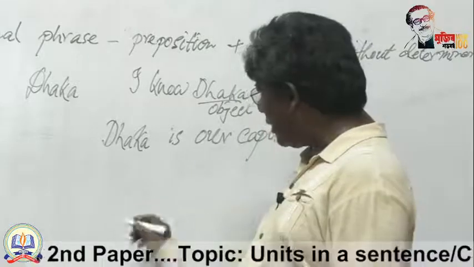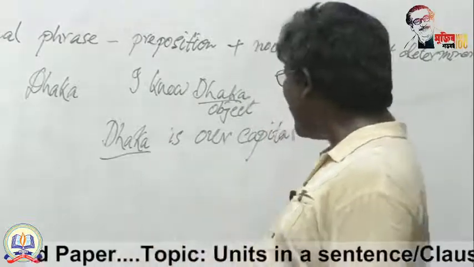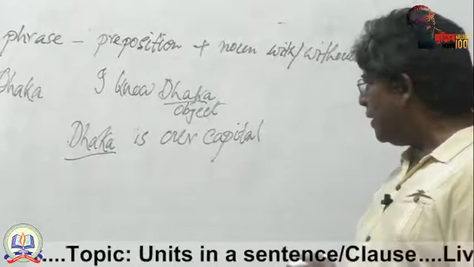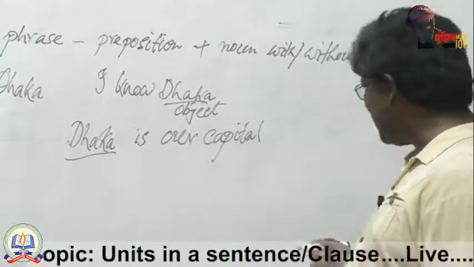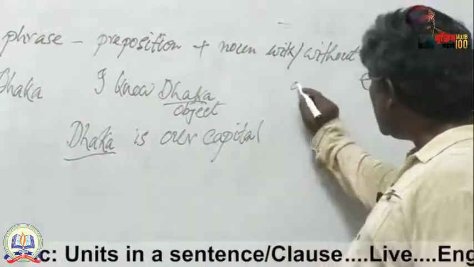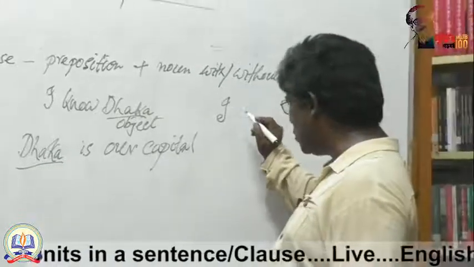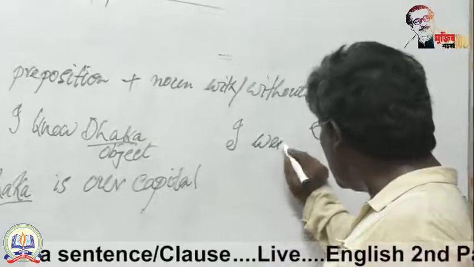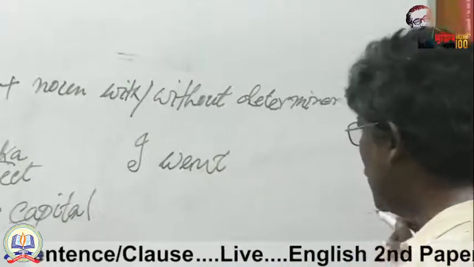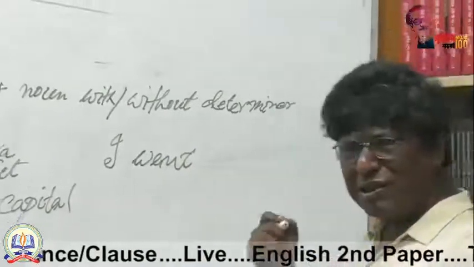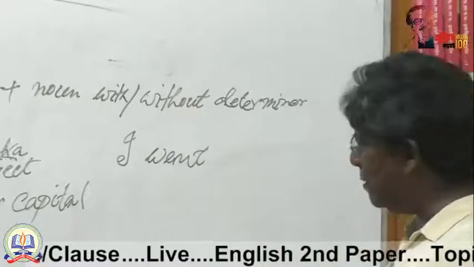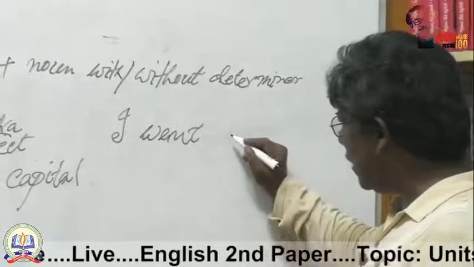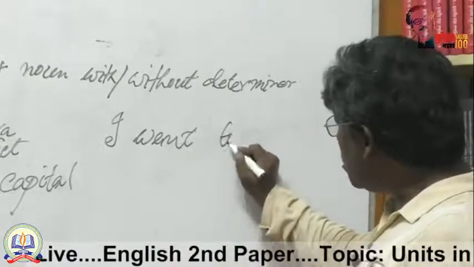Dhaka is our capital. You see, Dhaka is a noun and it is the subject in the sentence. But when we get Dhaka with a preposition before the word, we see this noun used for an adverbial phrase. For example, I went to Dhaka.